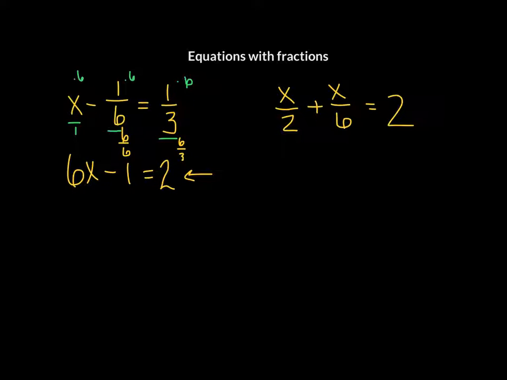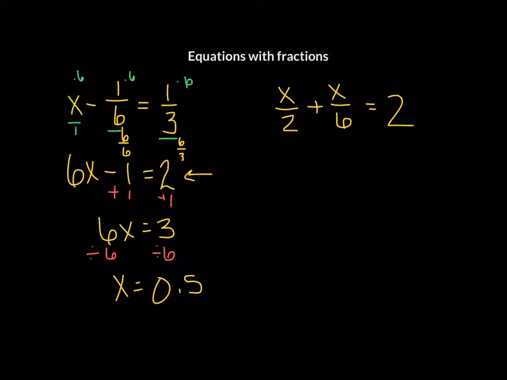So now we just have 6x minus 1 equals 2. And now we can just solve it. We add 1 to both sides. We get 6x equals 3, and then divide by the 6. Even though it's the bigger number, that's fine. So x is going to equal 0.5 when you type that in your calculator.